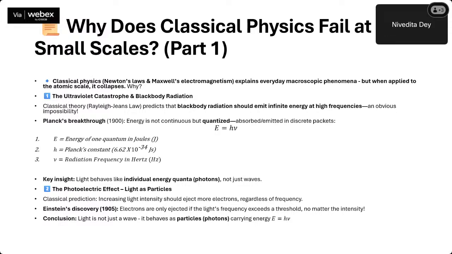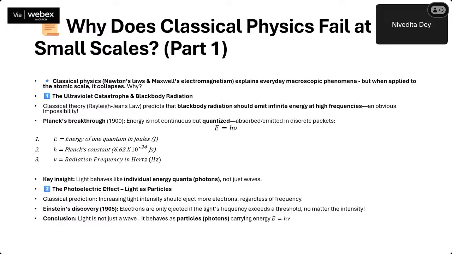So these are the evolution of the thought processes that led to these discoveries, that led researchers or scientists to move into quantum gradually. Initially it was thought that energy is not continuous, but quantized, and so absorbed or emitted in discrete packets, right? What was the key insight? That light behaves like particles, like individual energy quanta or photons, not just waves. So basically, in short, light has a particle feature. That was the discovery. And the photoelectric effect did the same thing, light as particles.